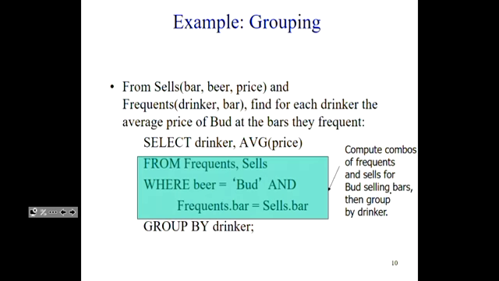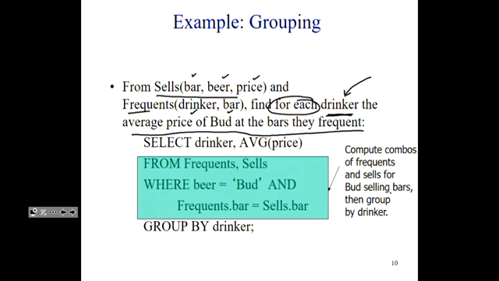So this is a query where I want to find, from sells, where sells contains bar, beer, and price, and frequents contains drinker and bar. I want to find for each drinker the average price of Bud at the bars that they frequent. Okay, so immediately when you see "for each", that's an indication that this is something that you might want to potentially group by.